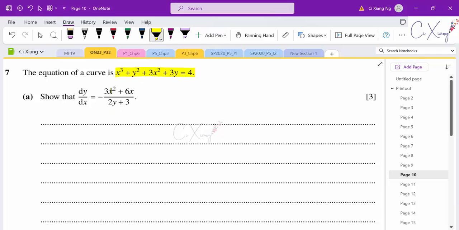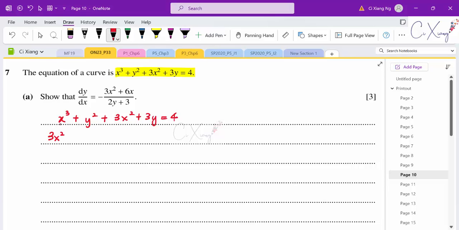So basically, to get dy dx, we have to involve implicit differentiation. We have to differentiate term by term, and then group the dy dx at one side. So let's start with our original equation first. This is our original equation, x power 3 plus y squared plus 3x squared plus 3y equals 4. So we differentiate term by term. Differentiate x power 3, we will have 3x squared.